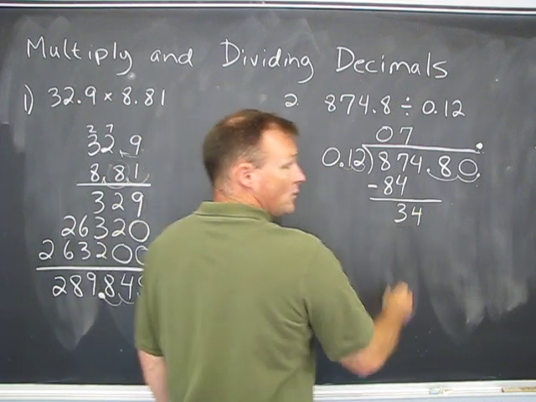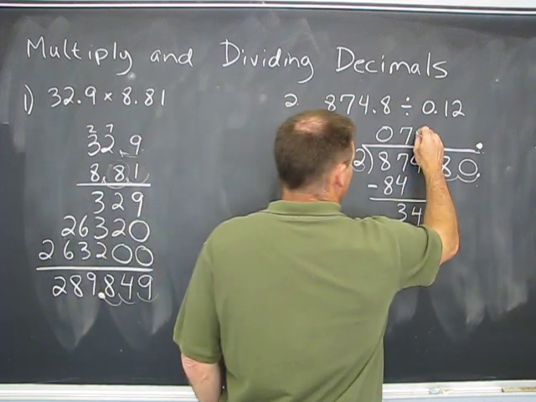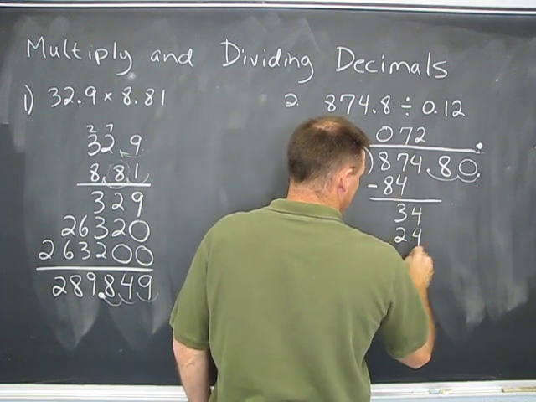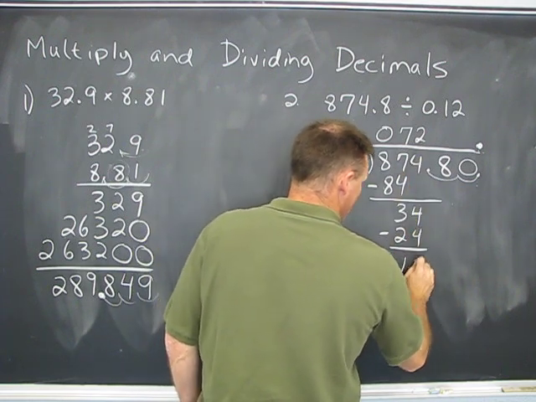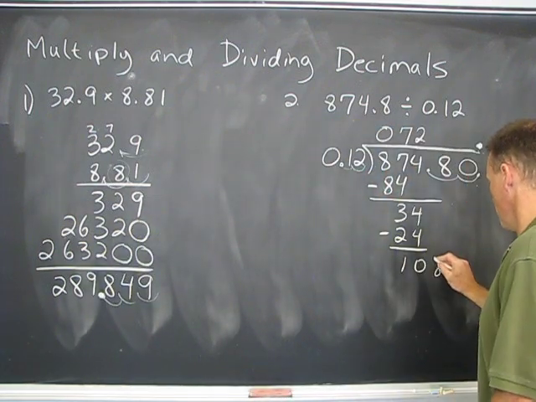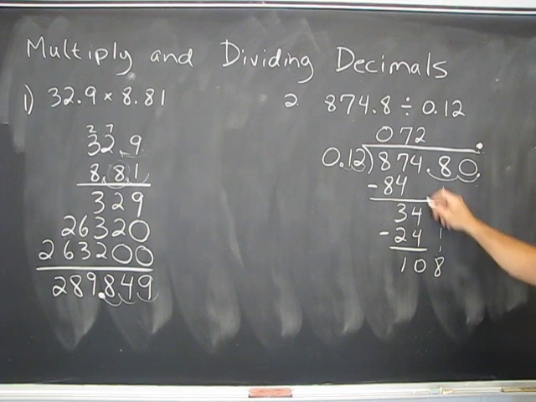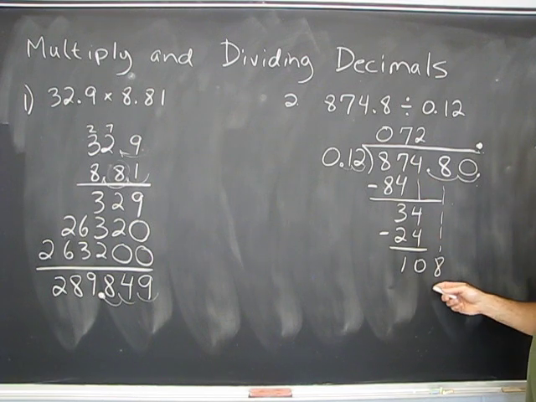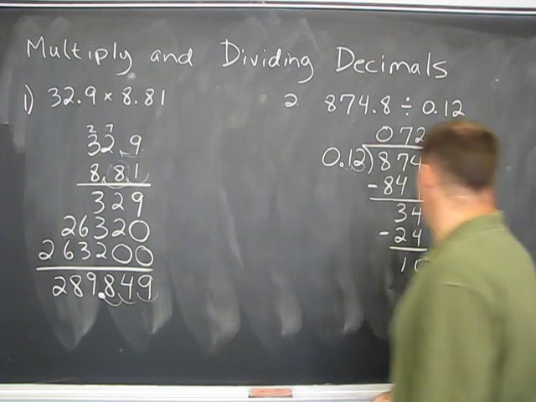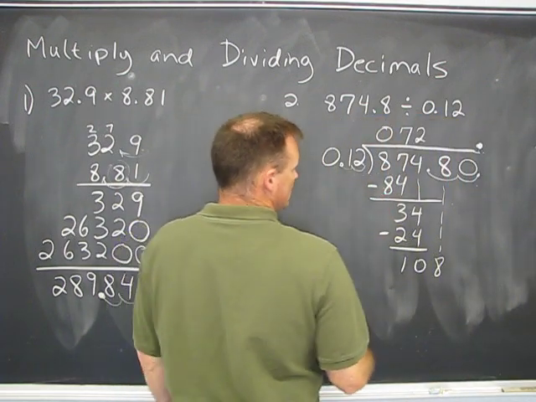12 goes into 34. How many times? Twice. 2 times 12 is 24. Subtract here, and that's going to give you 10. And then you bring the 8 down. Okay, line these things up nicely so you know what you're doing. Bring the 8 down. 12 into 108. Well, maybe you don't remember your times tables, but I'm going to take a guess here and say that it's 8.